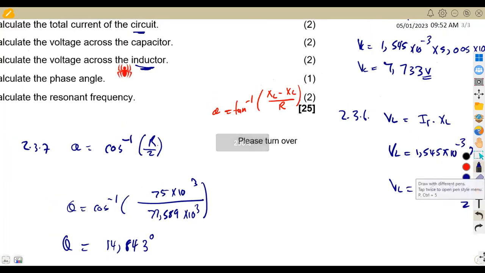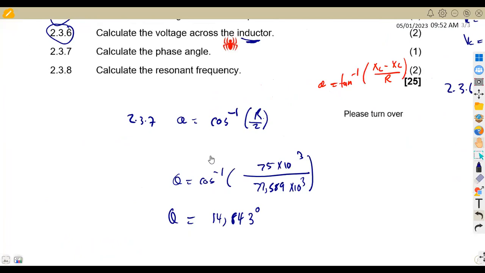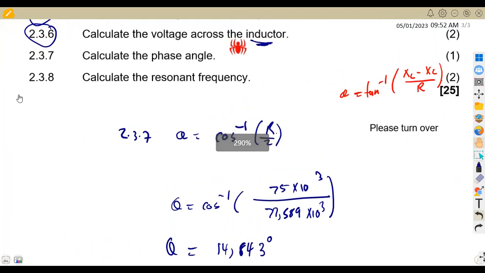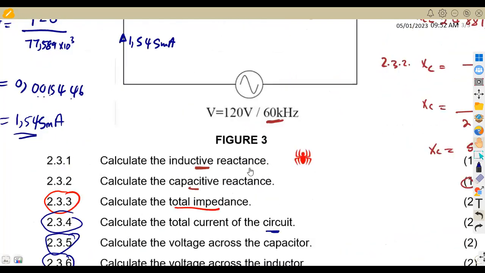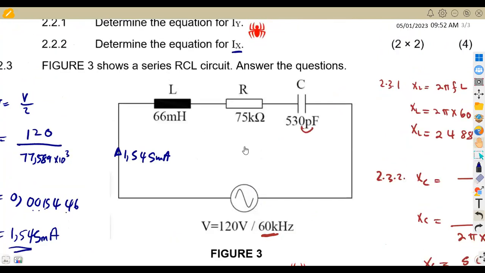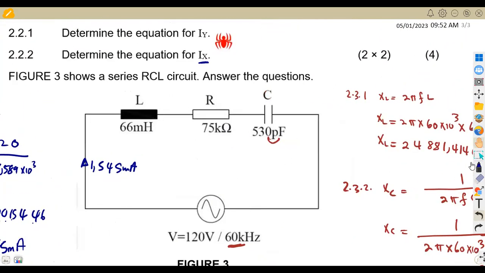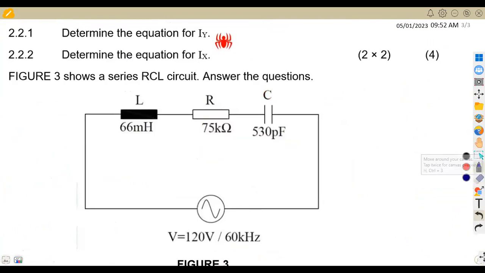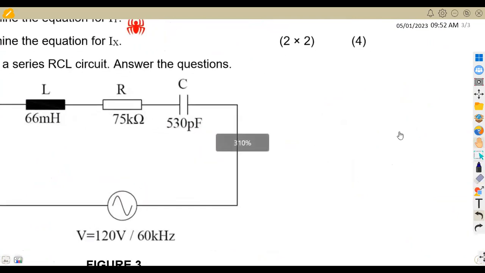All right. So these are the typical questions. You have to be very, very careful. Then the last part of the question, 2.38, is to calculate the resonant frequency. Let's say this circuit is at resonance. What is going to be our resonant frequency? So that is what the question is all about. I can just remove this part, we no longer need this. All right.